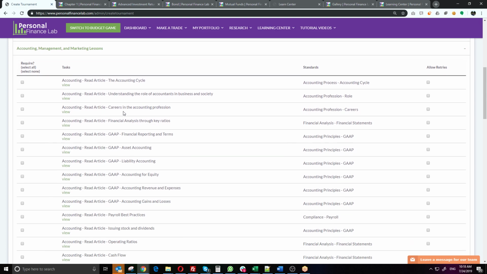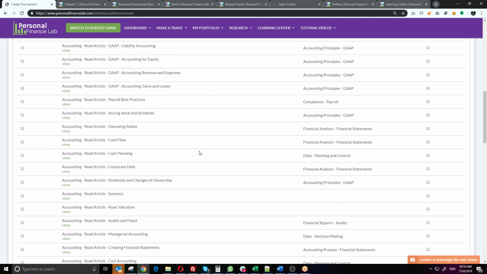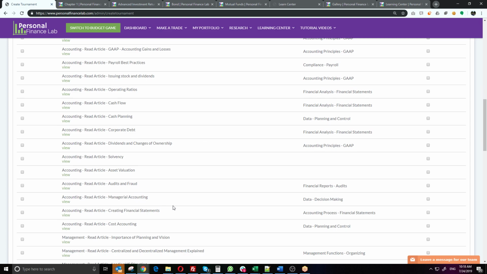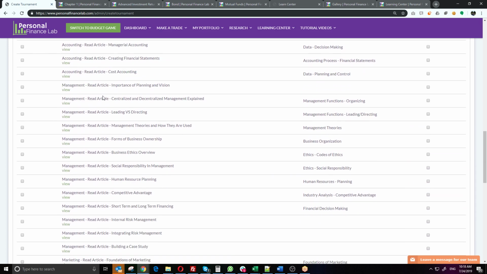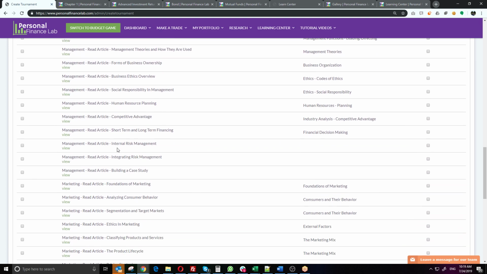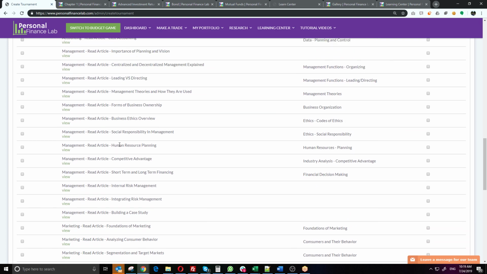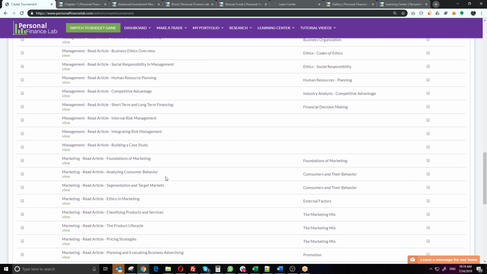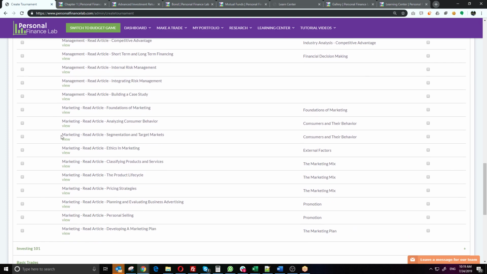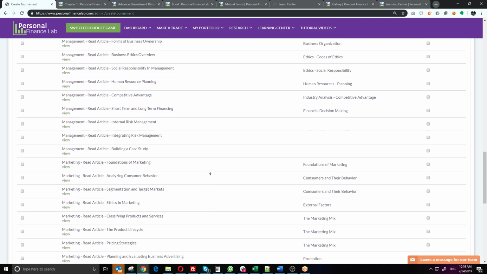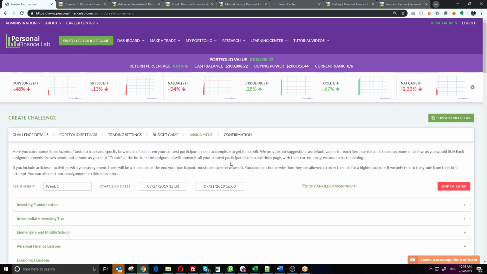But the accounting, we have the GAAP, we have cash flow, we have building financial statements, everything between. Management, we cover some of the basics of some of the management theories, ethics, leading and directing, and then marketing we get into segmentation, product life cycle planning, selling, marketing plans, that kind of stuff. So that kind of covers what the curriculum looks like at a high level. Do you have any questions on this?